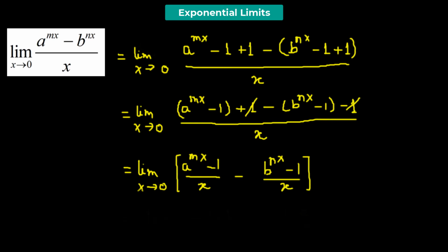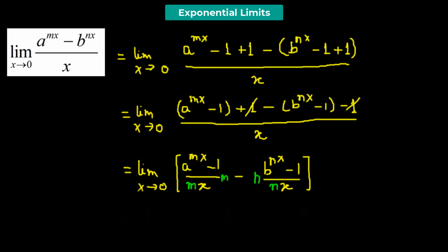Now, in order to be able to apply the definition of the exponential limit, we need an m times x in the denominator of the first function. So we do not have an m, so we simply multiply it by m, and also we need to divide by m. So that means simply multiplying the entire function by m. Similarly for the second term, we needed nx in the denominator, so we multiply x with n and multiply the entire function by n.